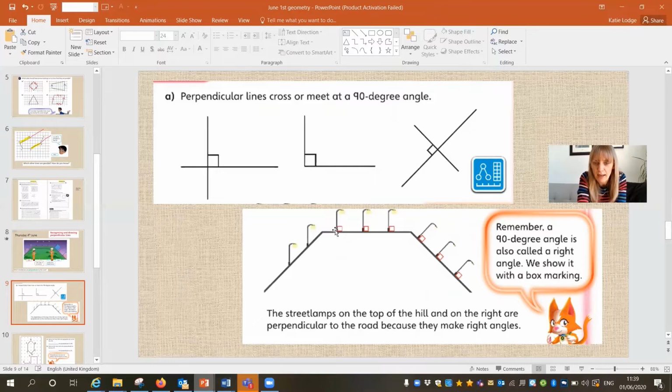It's showing the street lamps, and they've drawn a little, remember, if we're showing a right angle, we can put a little square in the corner. They're meeting the road at 90-degree angles, all along the top and all along this side. Part A here is just showing some different perpendicular lines meeting at right angles, so you can get the idea.